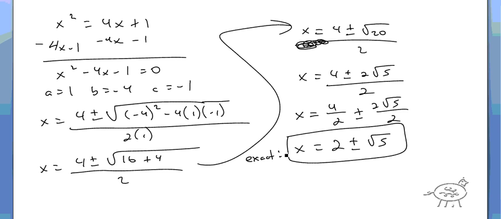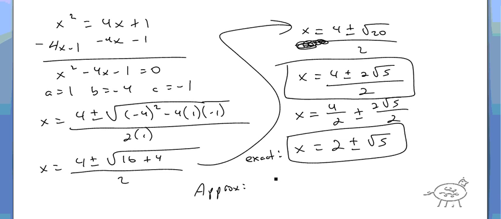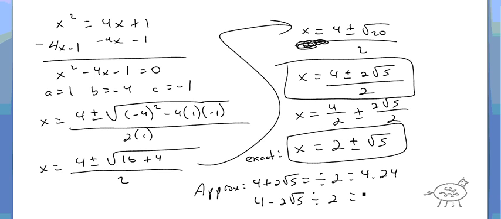Now, of course, your approximate, I can do at this point right here, guys. So I just type in my calculator. So again, this is approximate. 4 plus 2 root 5, hit equals, and then divide that by 2. And I get 4.24. So this is to 2 decimal places, so be careful what I'm asking you guys to round it to. And then 4 minus 2 root 5 divided by 2 equals negative 0.24. So that is my approximate answer.